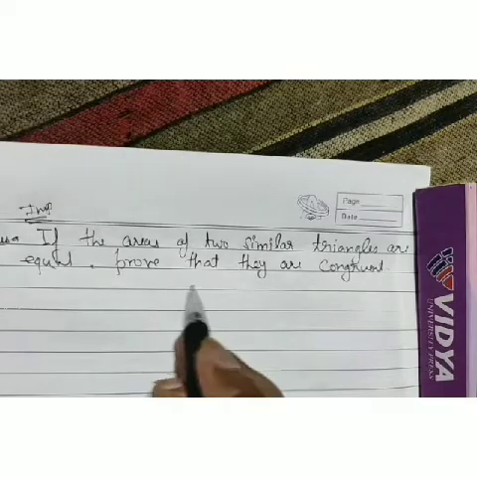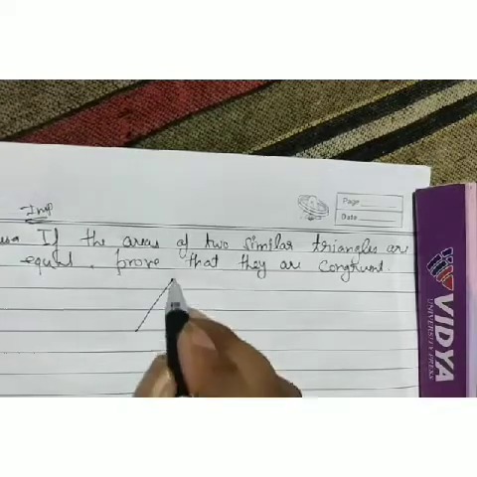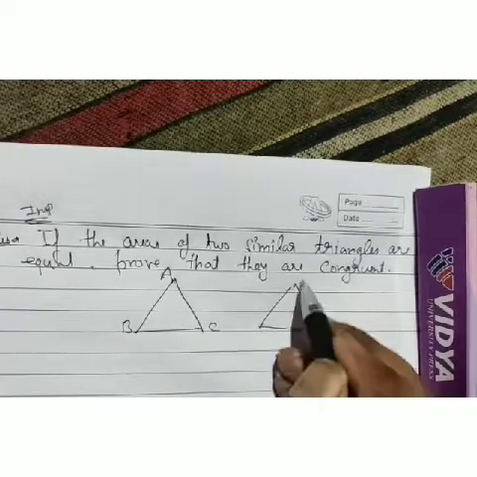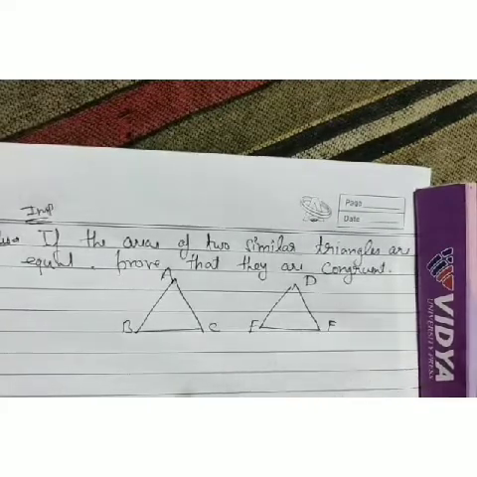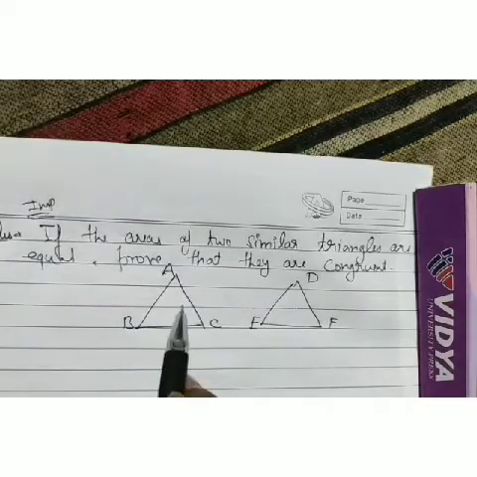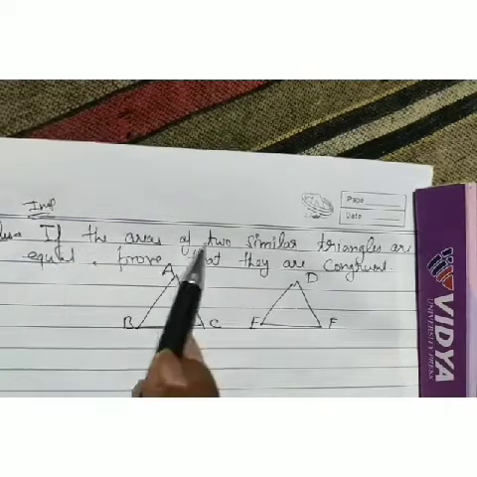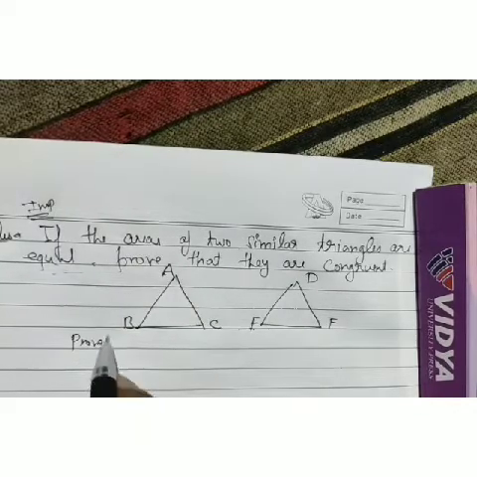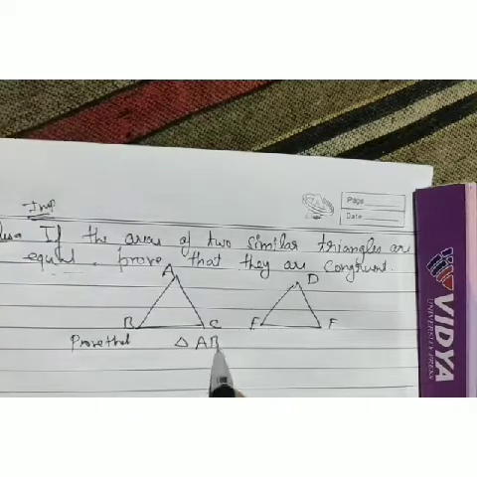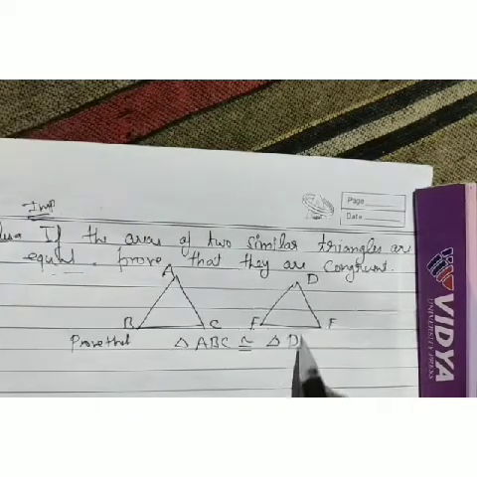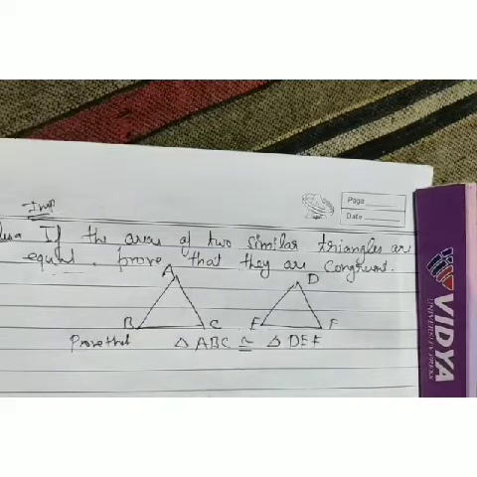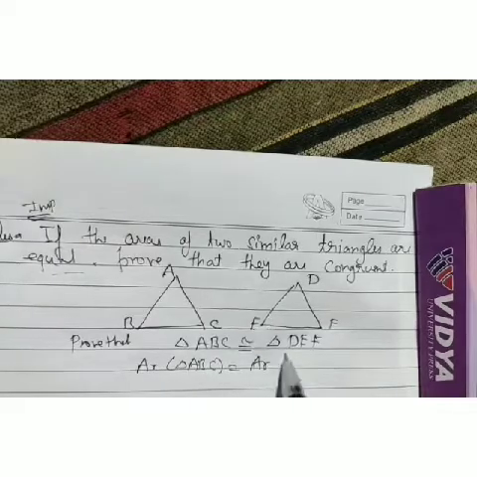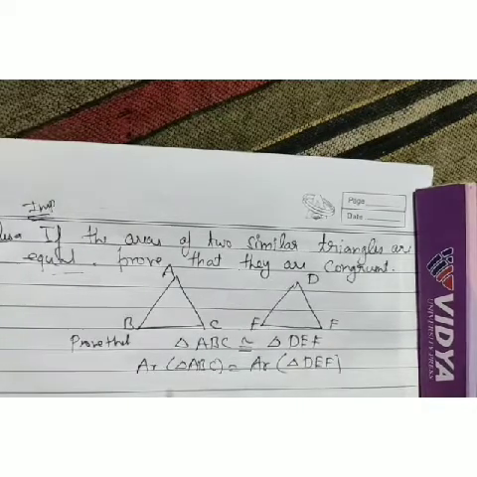We just take two triangles there. Suppose we have taken two triangles ABC and DEF. Now what is given there? If the areas of two similar triangles are equal, prove that they are congruent. What do we have to prove? We have to prove that triangle ABC is congruent to triangle DEF. But what is given? We have given area of triangle ABC is equal to area of triangle DEF.